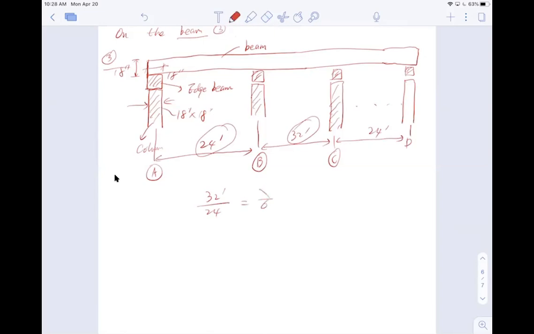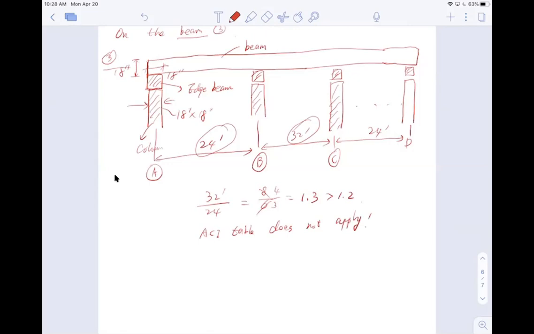So this is essentially 8 and 6. This is 3 and this is 4. So it's 1.3, slightly bigger than 1.2. So the ACI table does not apply. This problem you cannot solve by the ACI table if I have 24 feet.